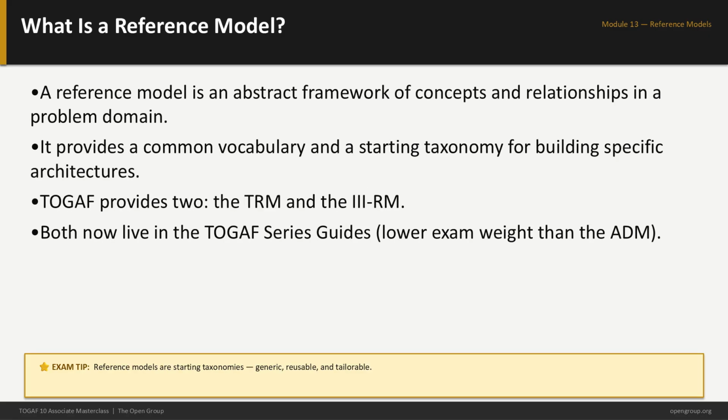If you remember nothing else, remember that it's the crux of almost every exam question on this topic. Let's define the term. A reference model is an abstract framework of concepts and relationships within a problem domain. Its value is that it provides a common vocabulary and a starting taxonomy that architects can use to build their own specific architectures, rather than starting from a blank page. TOGAF provides two of them, the TRM and the 3RM. And as I mentioned, both now live in the TOGAF series guides, which means they carry less weight than the ADM and the core concepts. The key idea to hold is that reference models are generic, reusable starting taxonomies, and like everything in TOGAF, they're meant to be tailored.